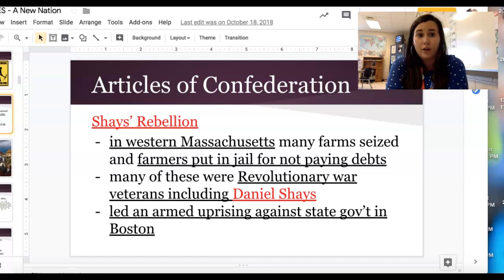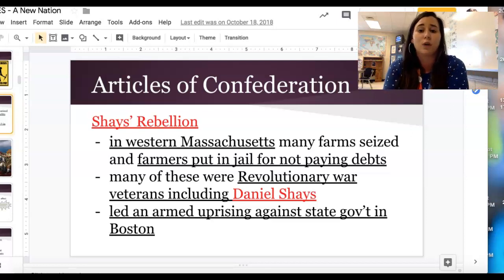After the war, these farmers who could not pay their debts to the states began having their farms seized, and the farmers were put in jail for not paying debts. So this is bad for a couple of reasons. First of all, you're taking away their livelihood, their way to make money. But second of all, many states had property requirements to vote. So whenever you strip these men of their property, you are also dropping them down in society.